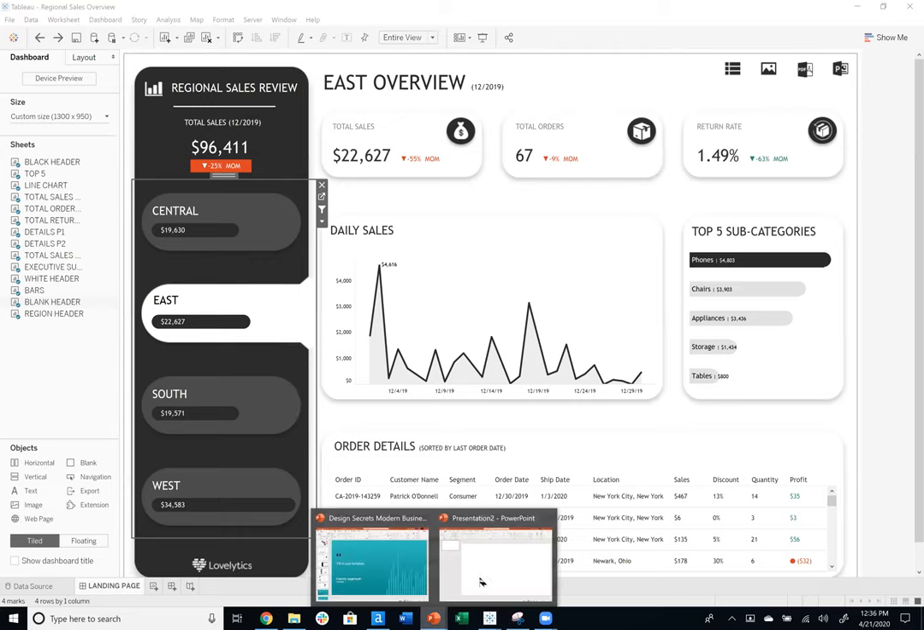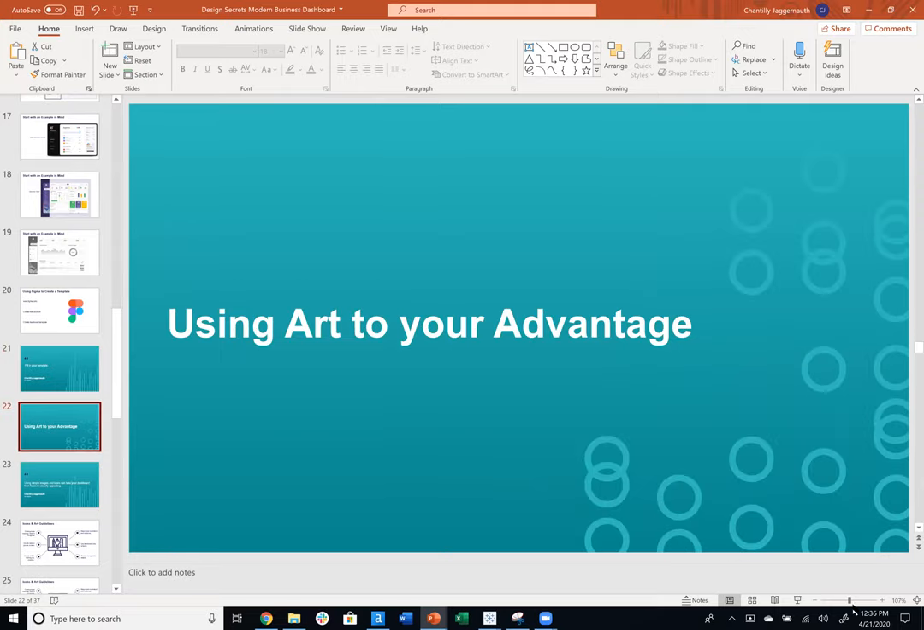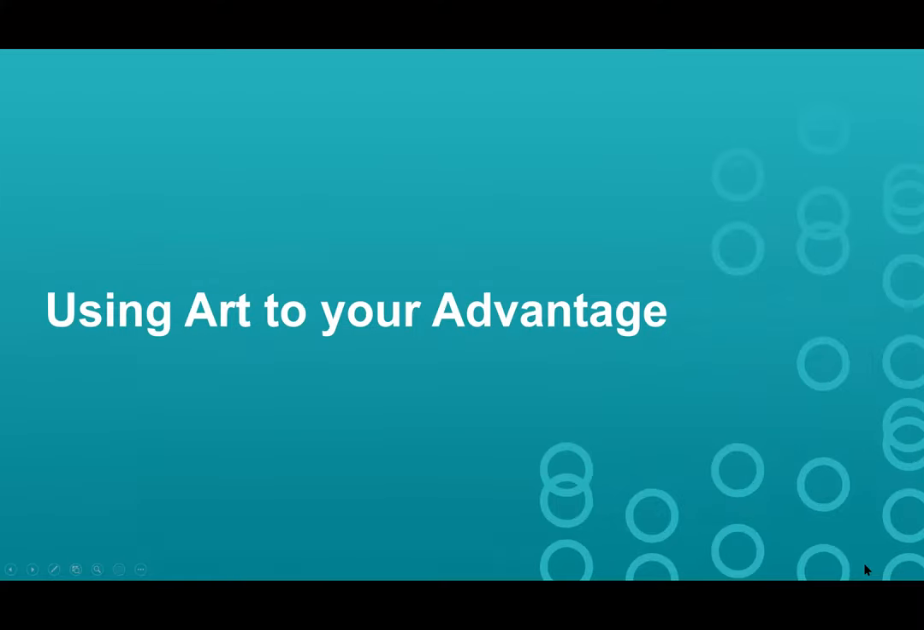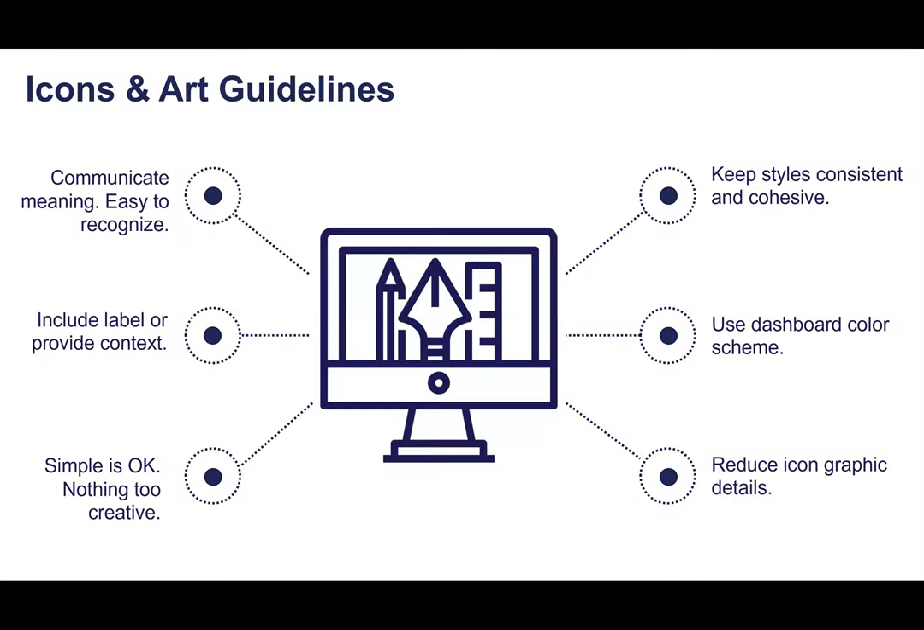So let's transition on to how we used art to our advantage. Simply using icons and images within your dashboard can take it from basic to visually appealing. Here are the icon and art guidelines that I typically follow. You want to make sure that you're using icons that communicate meaning and are easy to recognize. You want to include labels and provide context, making sure that your icons are simple, nothing too creative. Keep your styles consistent and cohesive.